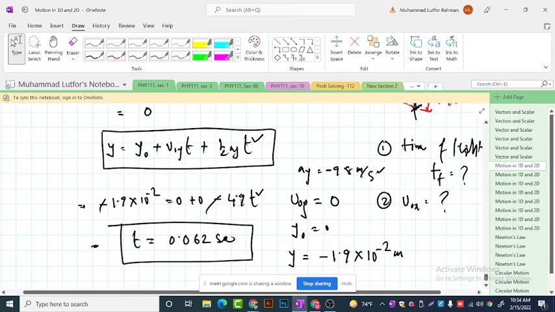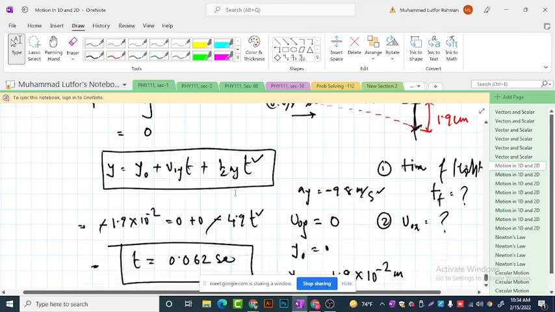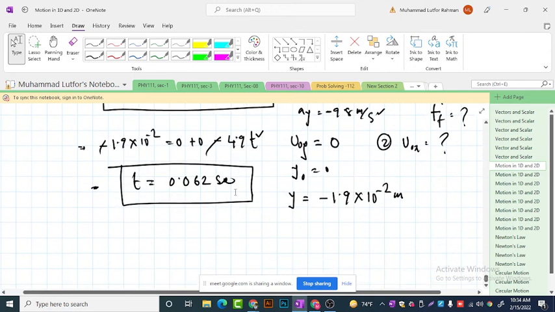Now the second one: what is the initial velocity? To solve that, I will again use x equal to x naught plus v naught x t plus half of a x t square.